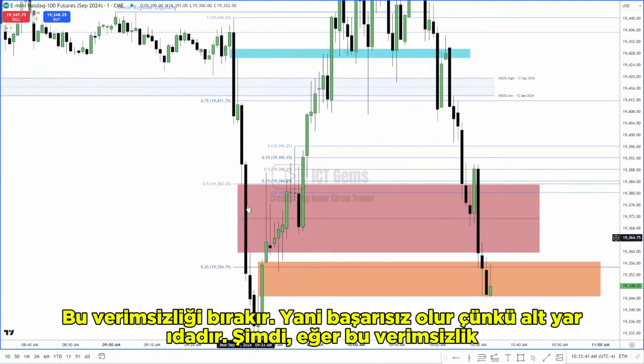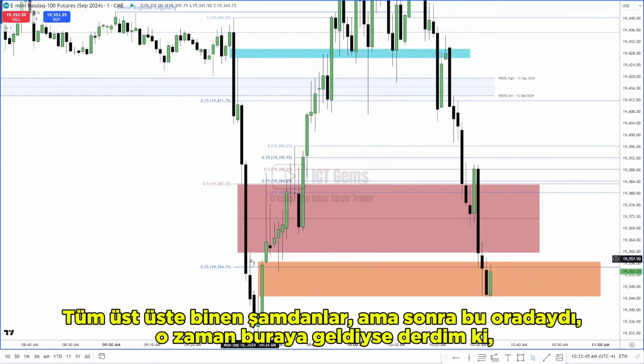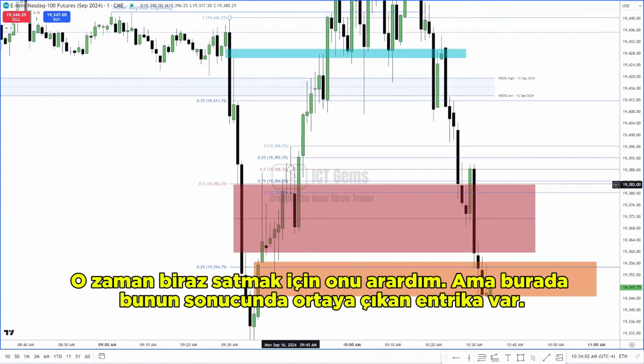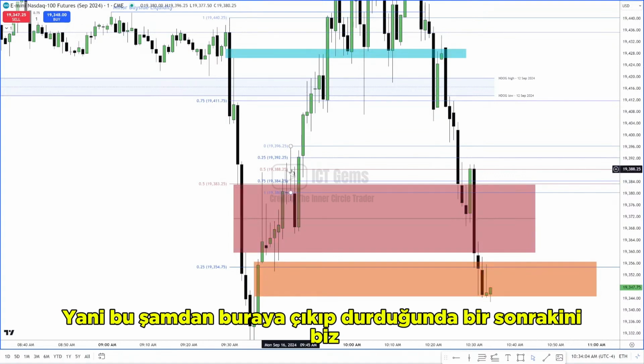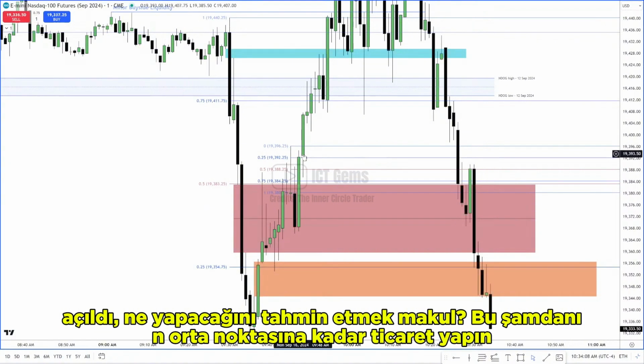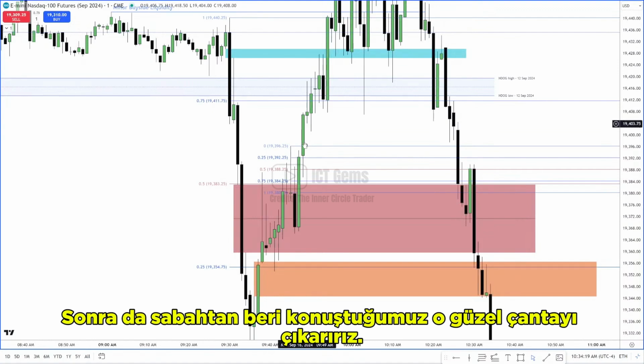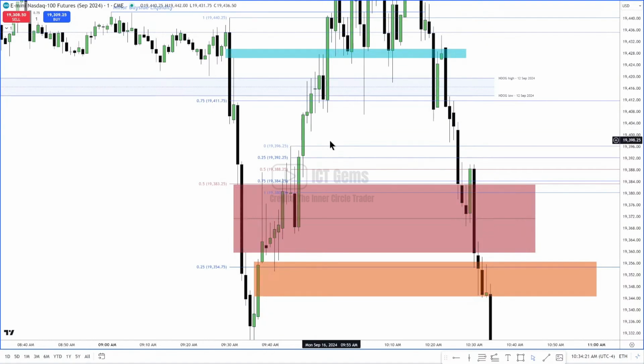Now, if this inefficiency was all overlapping candlesticks, but then this one was there, then I would say if it got to here, then I would look for it to sell off a little bit. But here we have the consequent encroachment of this wick right there. So that means when this candlestick went up here and stopped, the next one we opened, it's reasonable to anticipate it to do what? Trade down to this candlestick's midpoint or consequent encroachment. To do what? To send price higher, because this is a discount array and price goes higher. And then we get that fair value gap that we've been talking about all morning.